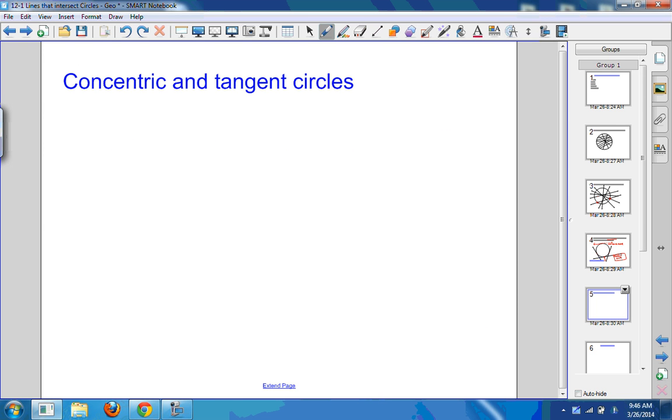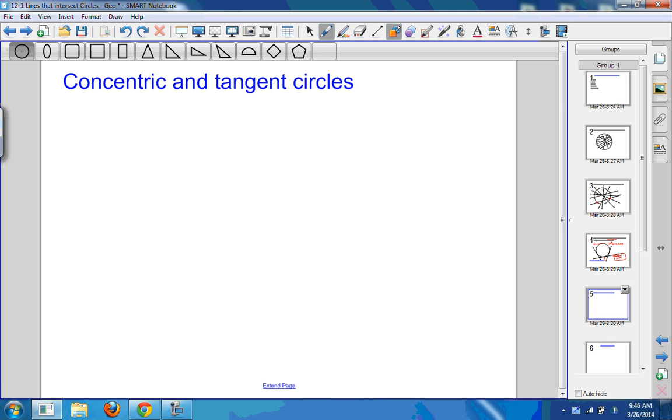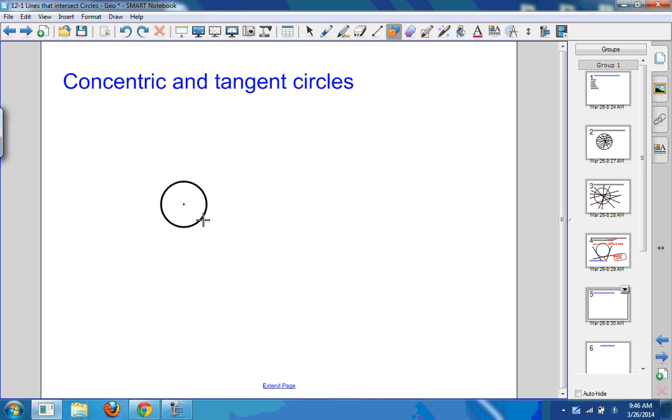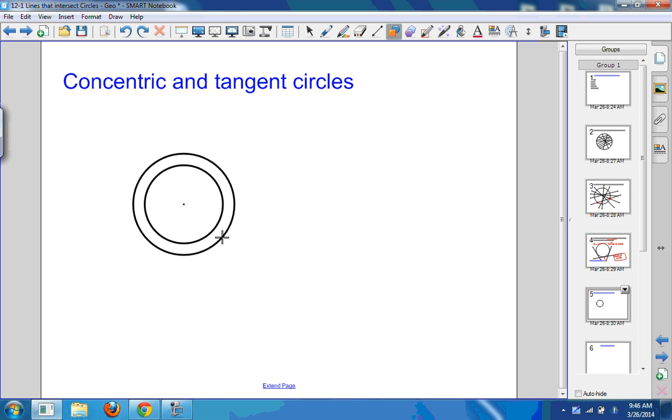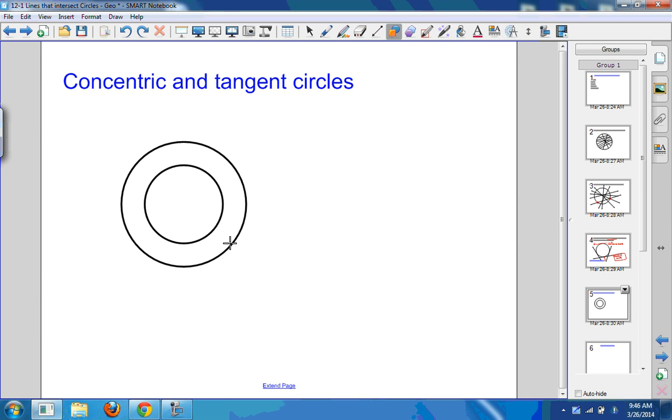All right. The last vocab here we have is concentric and tangent circles. A concentric circle is 2 circles with the same center. So if I have a circle here and a circle here, those would be concentric circles. They have the same center.